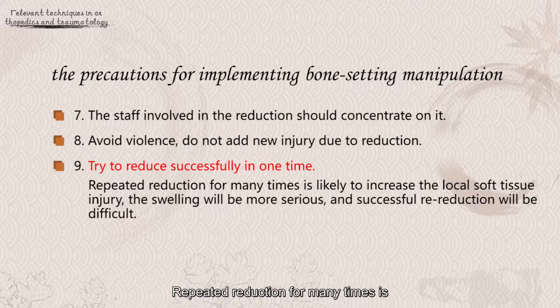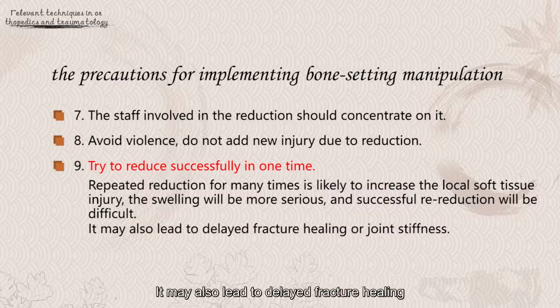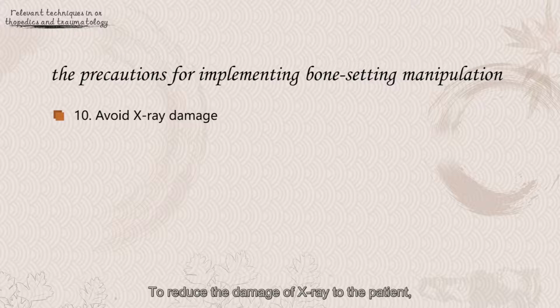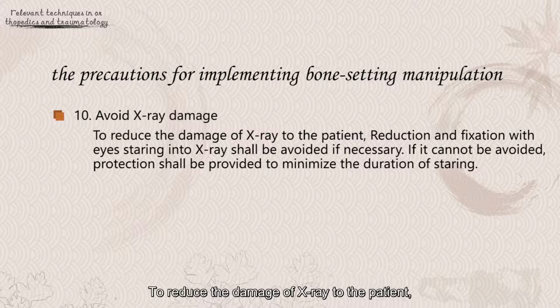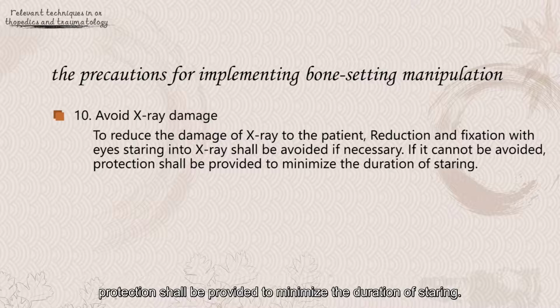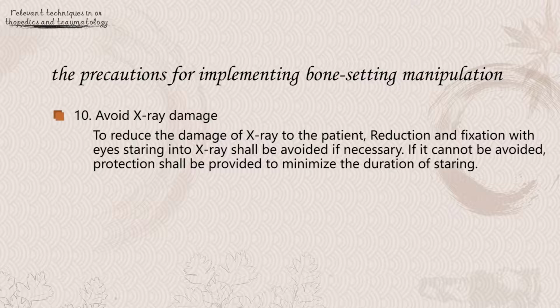Repeated reduction many times is likely to increase the local soft tissue injury, the swelling will be more serious, and successful reduction will be difficult. It may also lead to delayed fracture healing or joint stiffness. 10. Avoid extreme damage. To reduce the damage of extreme position to the patient, reduction and fixation with the limb staying in an extreme position shall be avoided if necessary. If it cannot be avoided, protection shall be provided to minimize the duration.